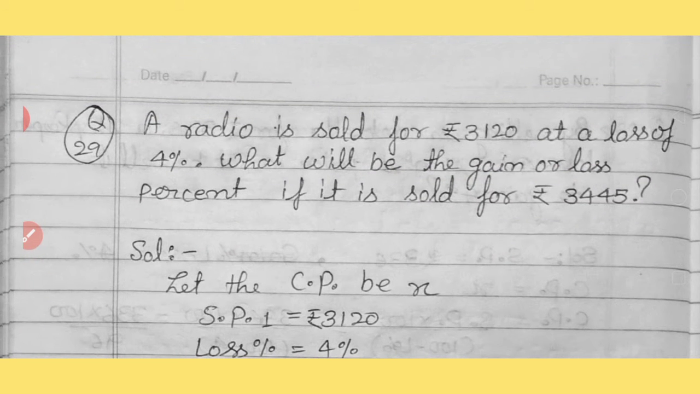Next question, question number 29. A radio is sold at the rate of rupees 3120 at a loss of 4%. What will be the gain or loss percentage if it is sold for rupees 3445? So here it is getting a loss and SP is given. So firstly we have to get CP. Listen, three things are required: CP, SP, profit or loss. If these three things are given in a profit and loss question, then the question can be solved.